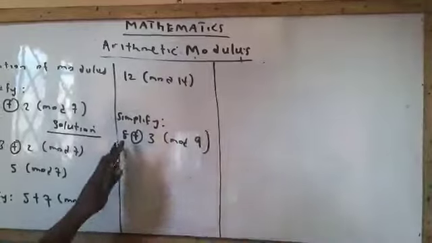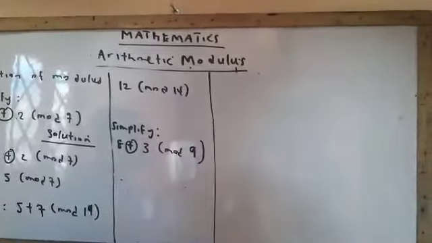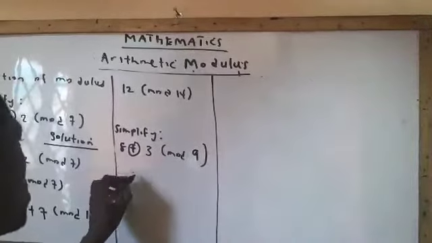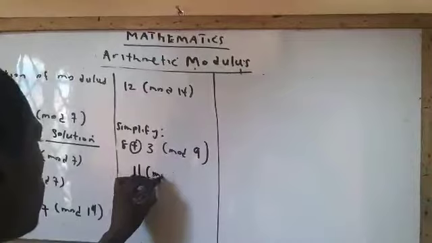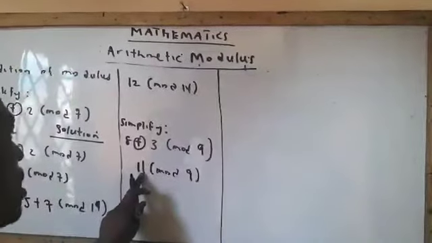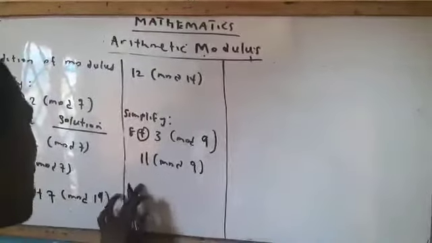Now, let's look at these examples. 8 plus 3 mod 9. How do we simplify this? We add normally. 8 plus 3 is 11 mod 9. Now, go back to rule 2. The integer is more than the given modulus. So what do we do? We break it down.